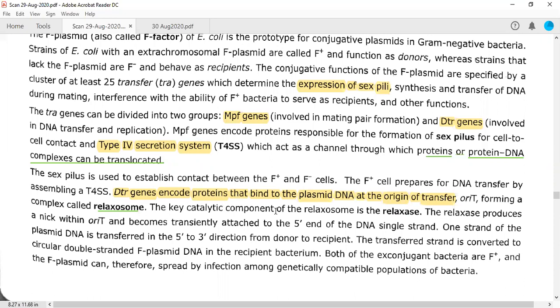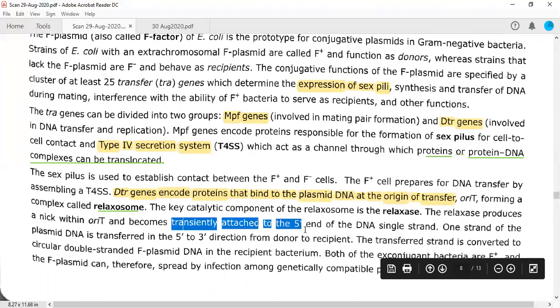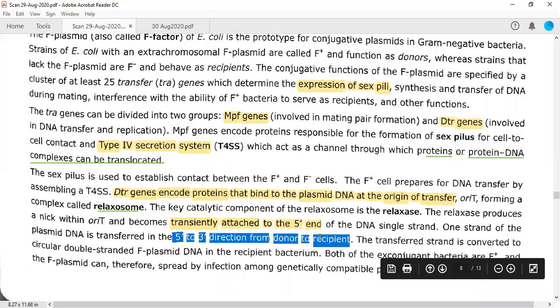The key catalytic component of the relaxosome is the relaxase enzyme. It will create a nick at the site of ORI-T, because it has some specific sequences, 11 base pair repeats over this particular segment. So this relaxase produces a nick within ORI-T and becomes transiently attached to the 5' end of the DNA. It will remain bound to the 5' end, and it will help in the translocation of this 5' end from donor to the recipient cell. Right. So the single DNA strand of the plasmid DNA is transferred in the 5' to 3' direction from the donor to recipient.